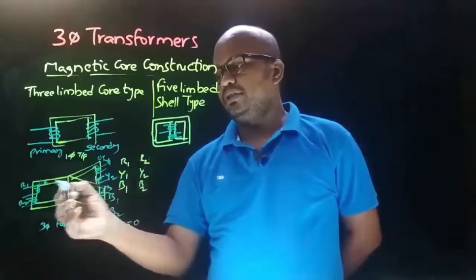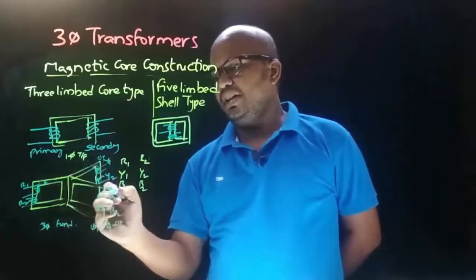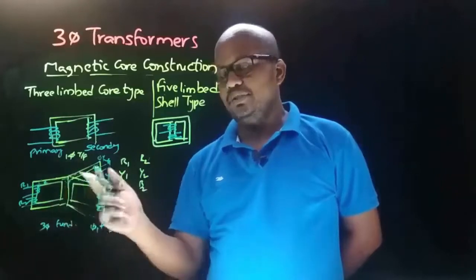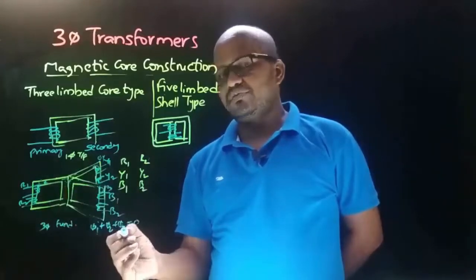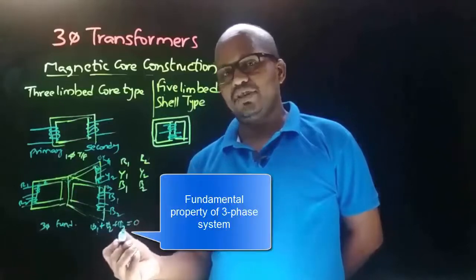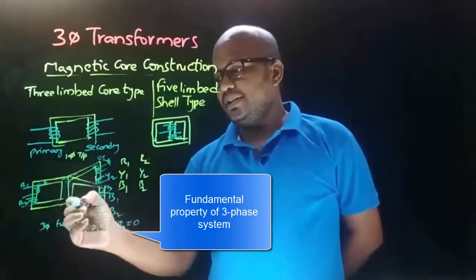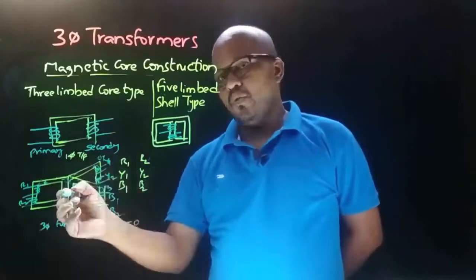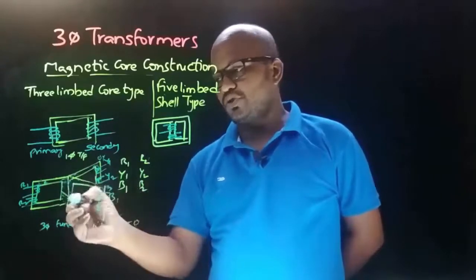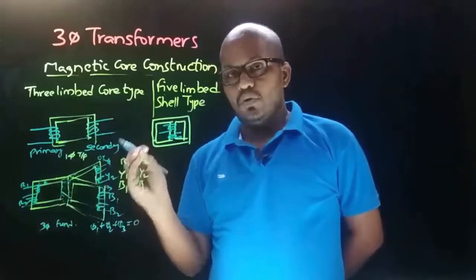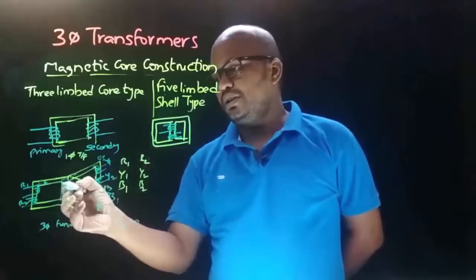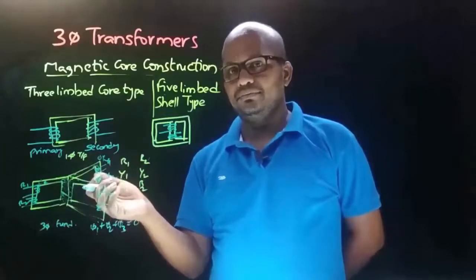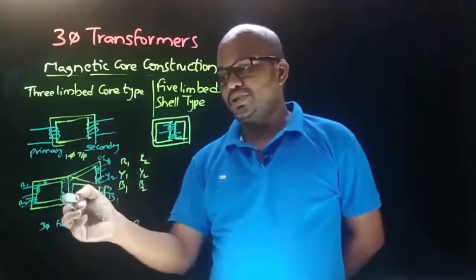So if you observe, the fluxes phi r, phi y and phi b will meet at this junction, which means here phi 1 plus phi 2 plus phi 3 will be 0, that is phi r plus phi y plus phi b is equal to 0, which means at the center of the limb there is no flux. And if there is no flux, what is the use of placing this portion of core? Which means to save the core material, this portion is removed. That is, there is no usage of placing core material here. So now this portion is removed.